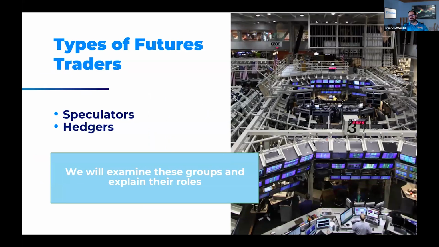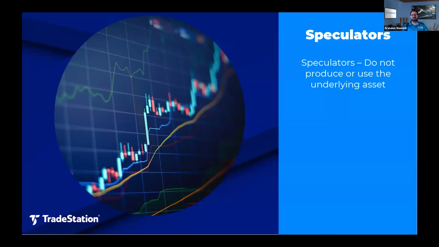For the most part, there's two types of traders. I kind of mentioned this already, but we'll go in a little more detail. We have speculators and hedgers. For the most part, we are speculators. We're speculating on the future of those futures markets and how we're going to trade them to make profits. We don't actually use the underlying asset. I trade lean hogs, but I don't have any hogs.